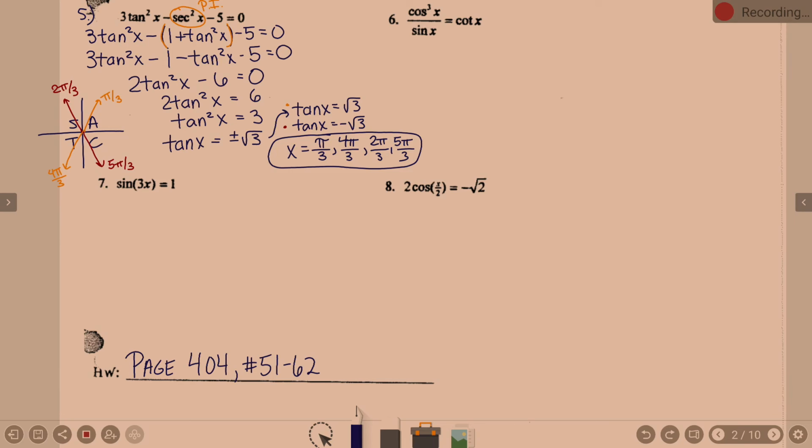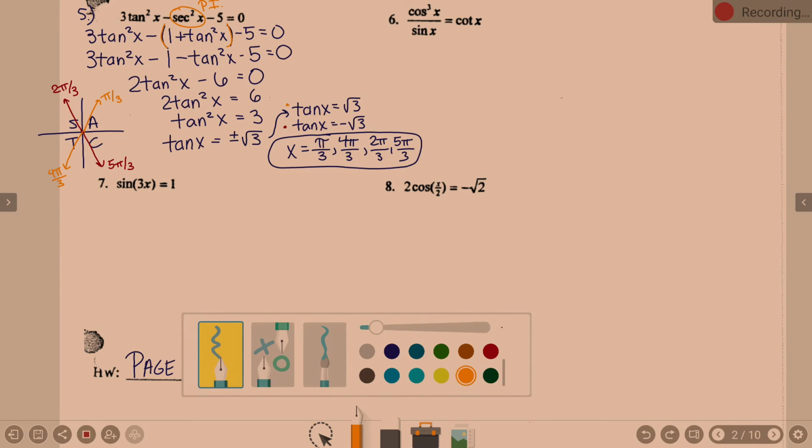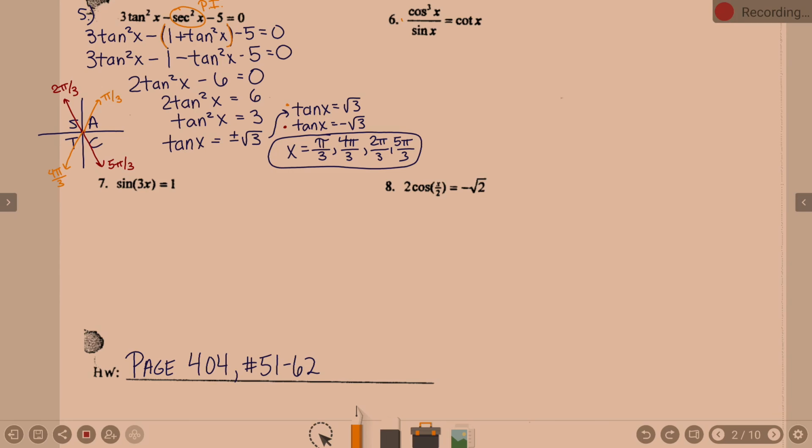How do we feel about fractions? We don't like them. We normally want to get rid of them, yes? How do we get rid of this fraction? Not reciprocal, just multiply by the denominator. If you want to get rid of a fraction, multiply by the denominator. What's my denominator? Sine x. So those are the 2 first steps, and I'm going to multiply by the sine x first, because multiplying by the sine x, we get to cancel those there.